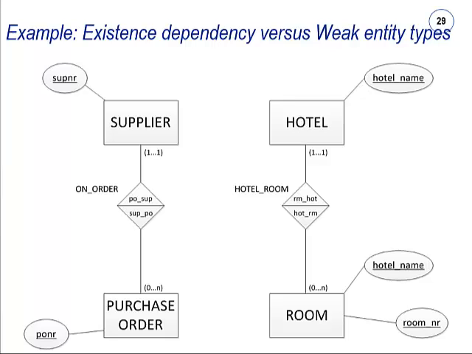Purchase order is existent dependent from supplier because the minimum cardinality is 1, right? You cannot have a purchase order without a supplier. The existence of a purchase order depends upon the existence of a supplier, which is perfectly captured by the minimum cardinality of 1. So is purchase order now a weak entity type? It is not, because purchase order has a purchase order number. And a purchase order number allows me to uniquely identify a purchase order. So it's definitely not weak. So here we have an example of an existent dependent entity type which is not weak.